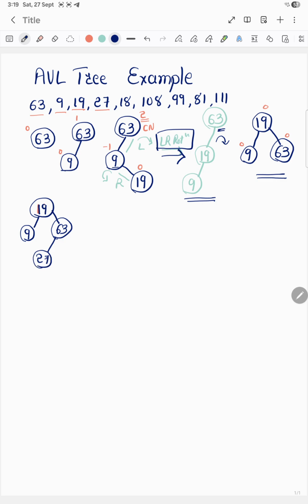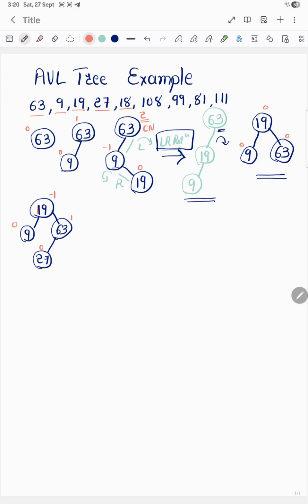Now after that, again I need to check the balance factor. So the balance factor for 27 is 0, for 63 it's 1, for 9 it's 0, and for 19 it's 1 minus 2, so minus 1, right? Now if I check that, it's 0, 1 and minus 1, so it's among that only. So it's balanced, right? So I need to move ahead with the next element.